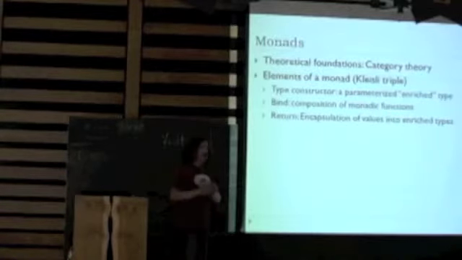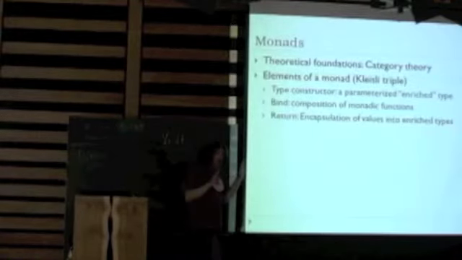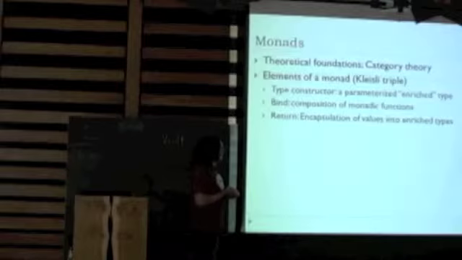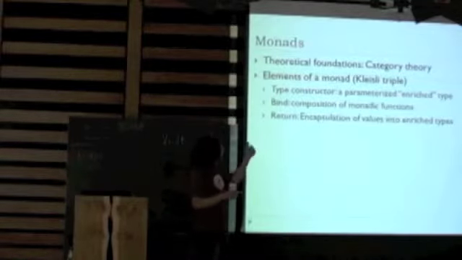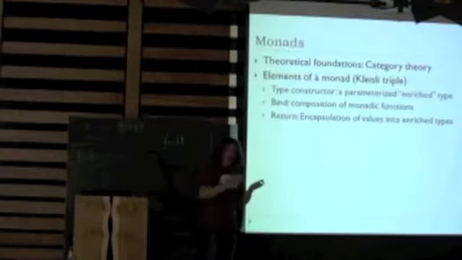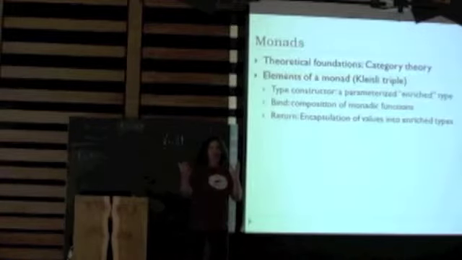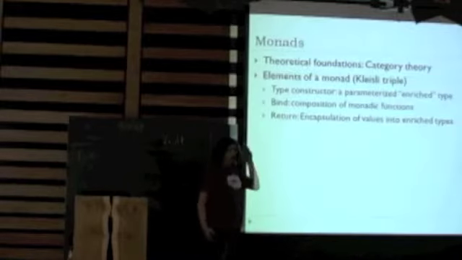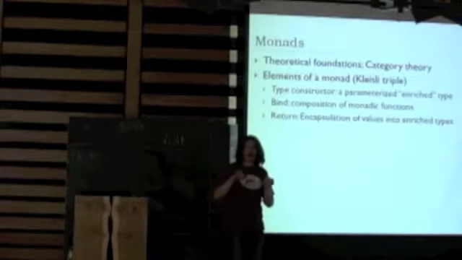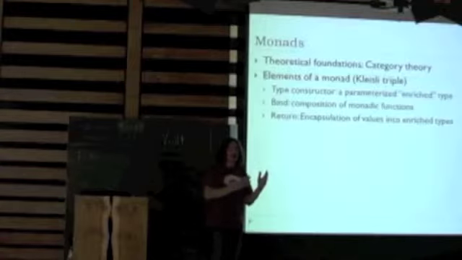Okay, the foundation of this stuff is category theory, and I'm just mentioning it. Every monad consists of 3 components, and we'll be talking about these components. One is the type constructor. This is how to take a regular type and enrich it. Then there's bind, which is the composition of these monadic functions. How to compose these new functions that correspond to computations.